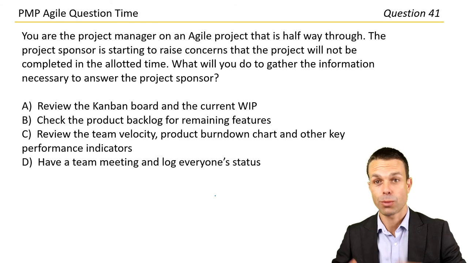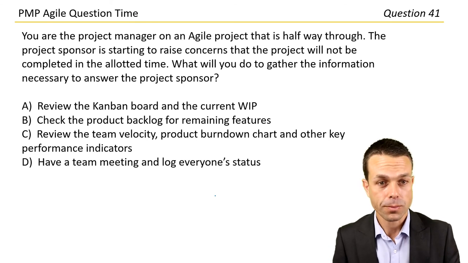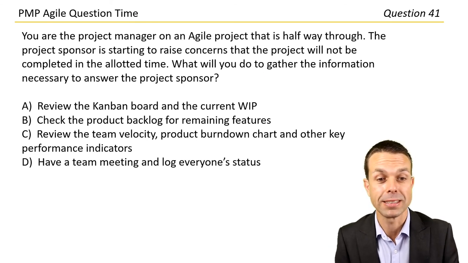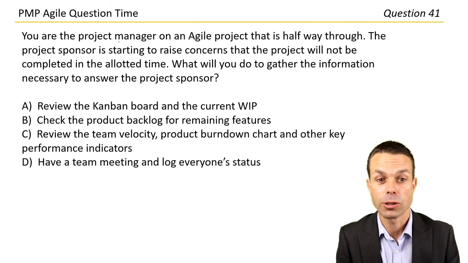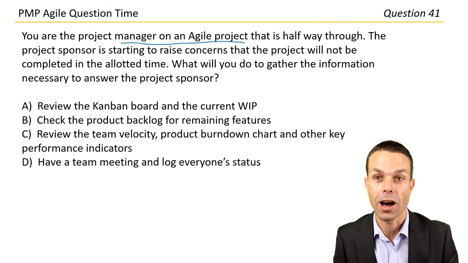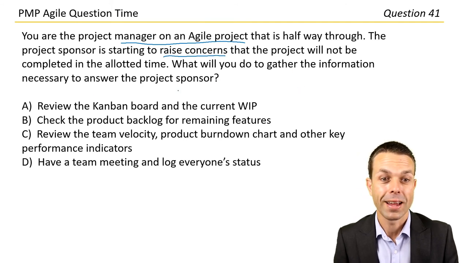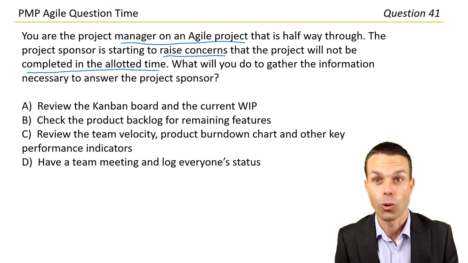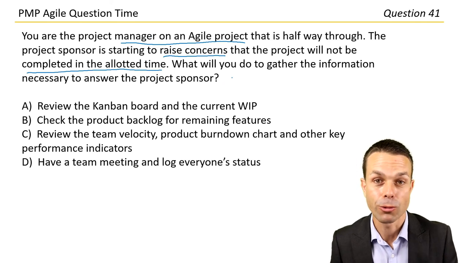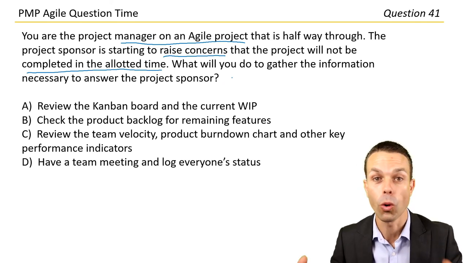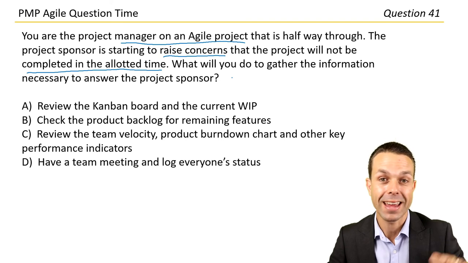Okay, well, this is good, probably a scenario-based question. Similar to your PMP or ACP exam, you're a project manager on an Agile project that is halfway through. The project sponsor is starting to raise concerns that the project will not be completed in the allotted time. And you know what? This is happening to me right now in the real world. This will happen to you all the time because projects can get messy.